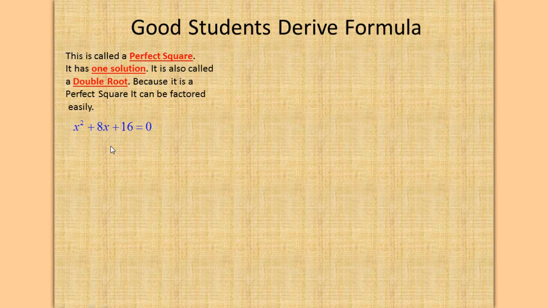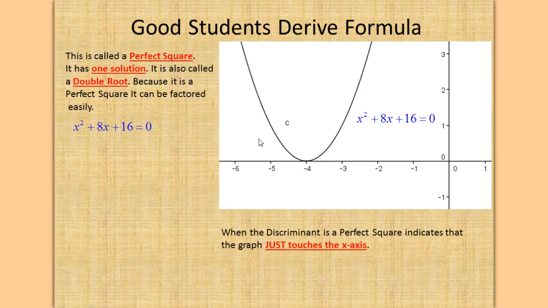This is called a perfect square. It has one solution. It is also called a double root because it is a perfect square and can be factored. And here it is: x squared plus 8x plus 16 equals 0. You can see it just touches the x-axis at x equals minus 4.